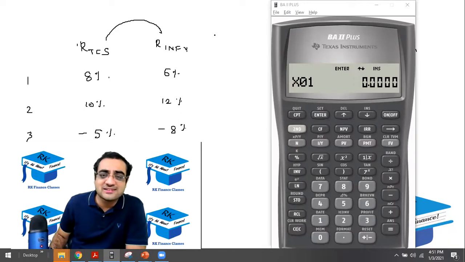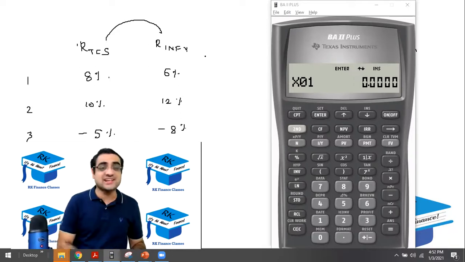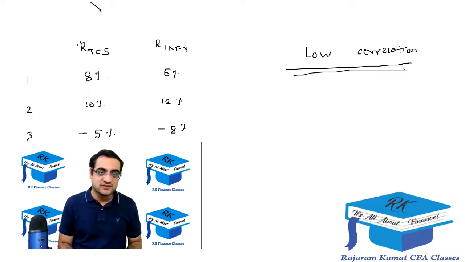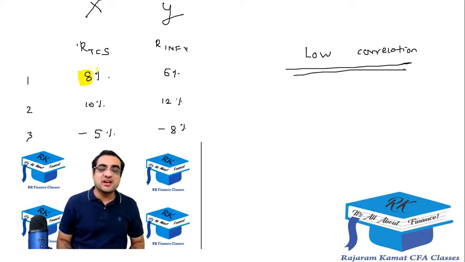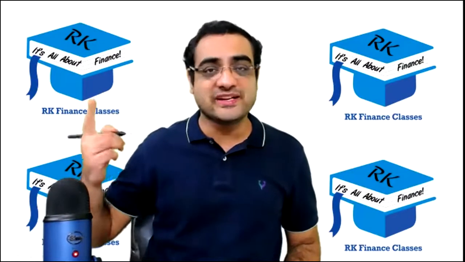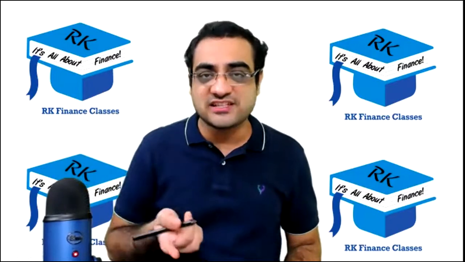After that they are asking about X01. So the X over there is the TCS. Okay, so X is the first series of data and then Y is the second series of data. So the first value of X is 8%. Now there are units. The unit of return is percentage. Like what is the unit of height? Meters. What is the unit of weight? Kgs.